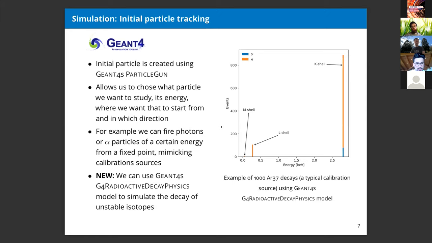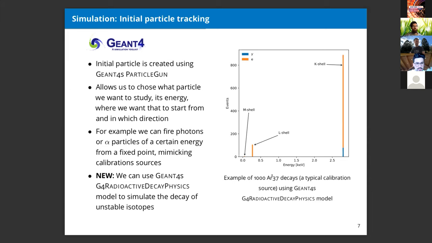When you're calibrating an SPC, you typically put a radioactive source in. So if we had an alpha particle source, for example, we could place our particle gun where we've put our source and fire alpha particles of a specific energy. One thing that we've added quite recently is the ability to use Geant4's radioactive decay physics model. This is really nice because it allows us to just put unstable isotopes in our detector and let Geant4 deal with the details of how those isotopes decay. In this plot on the right, you see an example of 1,000 argon-37 decays.